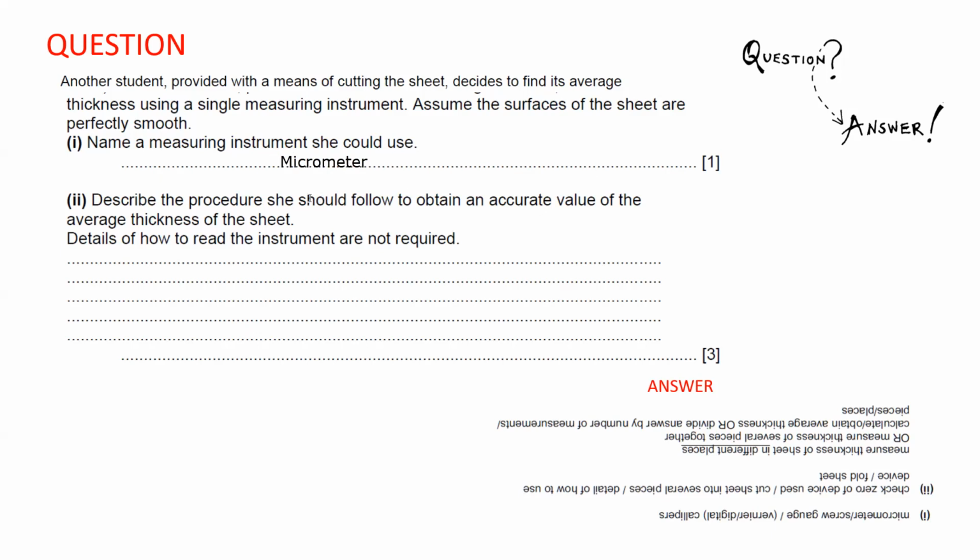Then how can she describe the procedure she should follow to obtain the accurate value of the average thickness of the sheet? And details of how to read the instrument are not required. You don't have to mention reading the main scale or circular scale. You just have to mention how it can be used. So first thing, whenever a micrometer is used, we should always check for zero error. That should be our first point.